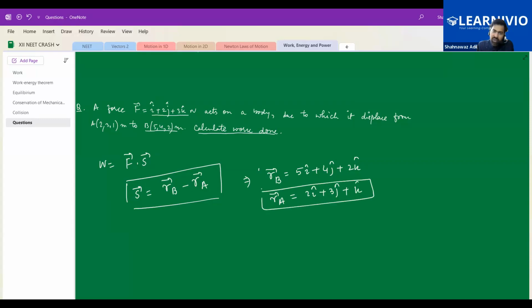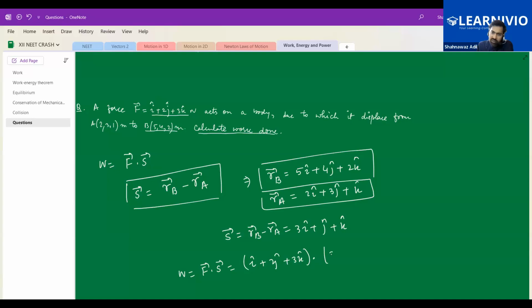So these are the two position vectors, and then we can find out the displacement. So RB minus RA. What is this? That is 3i plus j plus k. And then we have to find out the dot product of this. So F dot S. How much is this? So we have force, which is i plus 2j plus 3k, dot 3i plus j plus k.